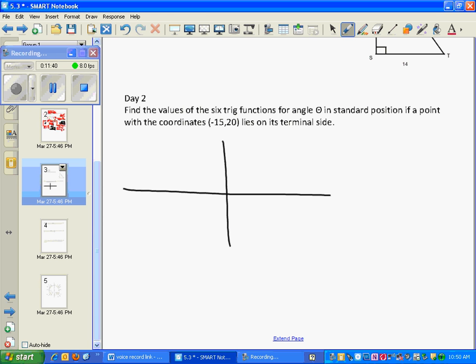Okay, we draw our coordinate axis. Hey, Ellie, you're making me nervous with that. Are you doing the notes? Okay. All right.